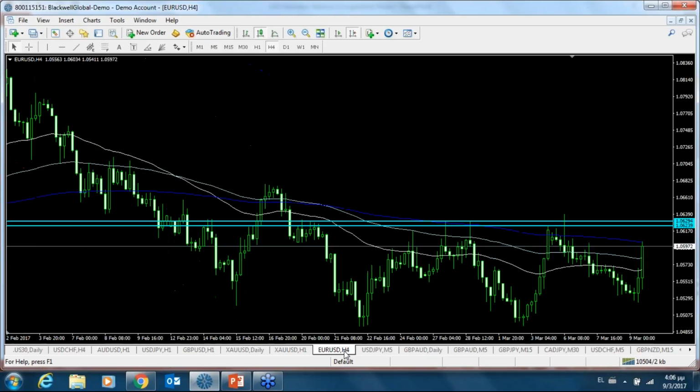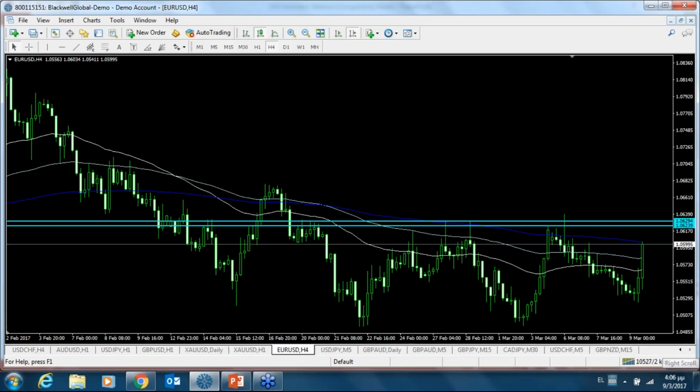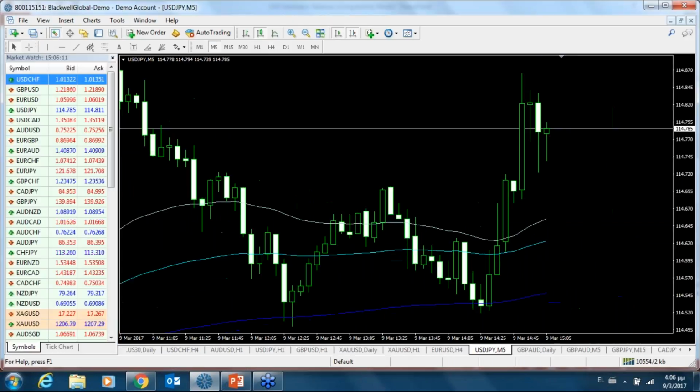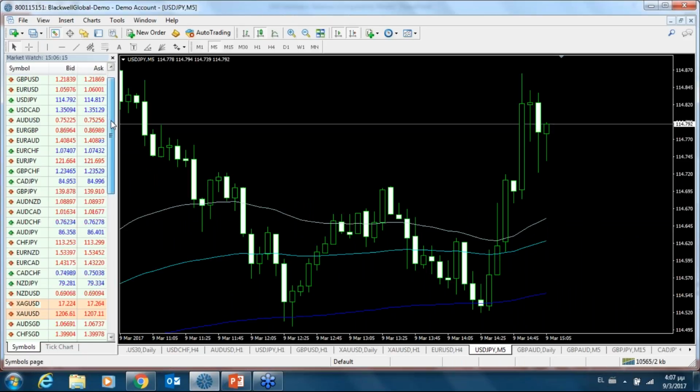So let's move into CHF JPY. Let me see whether I've got CHF JPY on this side of it. All right, give me a second. CHF JPY, definitely an interesting one to look at. Let's do that. CAD, okay.